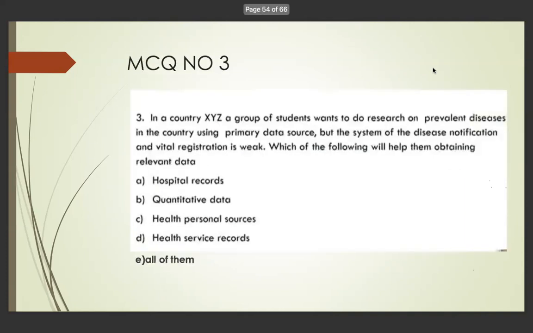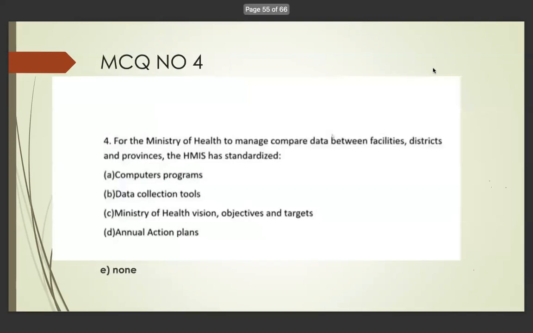Number 3. In a country XYZ, a group of students wants to do research on prevalent diseases in the country using primary data sources, but the system of disease notification and vital registration is weak. Which of the following will help them obtain relevant data? A, hospital records, B, quantitative data, C, health personal resources, D, health service records, or E, all of them? It's E, all of them. In such scenarios, we can gather data from all these records or all these services.